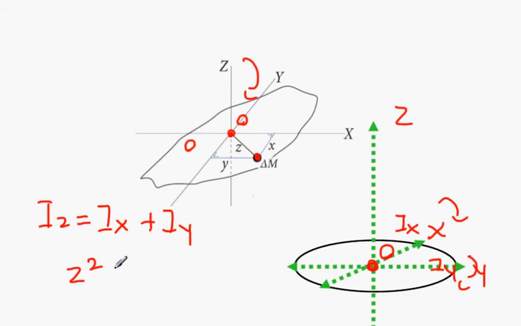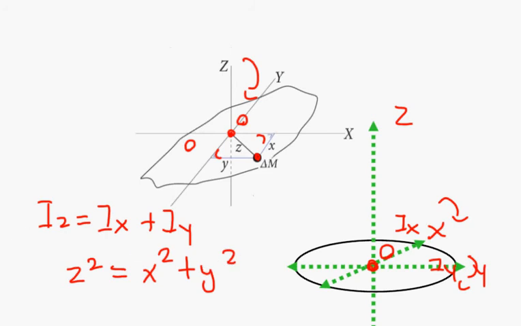By Pythagoras' theorem, because it's at a right angle, because z and y are at right angles, and so are y and x, are at right angles on the plane of the paper. Okay? This means that z squared equals x squared plus y squared.